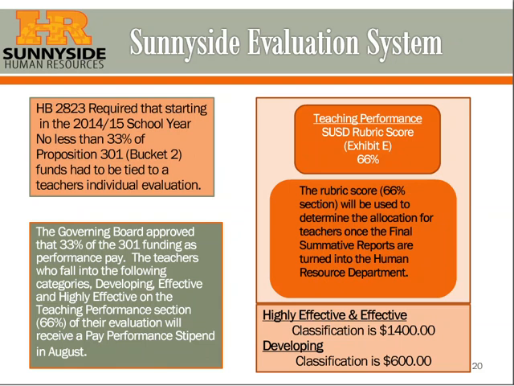Pay for performance. HB 2823 required that starting in the school year 2014-15, evaluations no less than 30% of Prop 301 Bucket 2 money should be tied to a teacher's individual evaluation. The governing board approved that 33% of its 301 funding as paid for performance. The teachers who fall into the following categories: developing, effective, and highly effective on the teacher evaluation performance section, which is at 66% of the evaluation, will receive a pay for performance stipend in late August. This will continue for the 18-19 school year as well. Effective and highly effective teachers will receive $1,400. Developing teachers will receive $600.